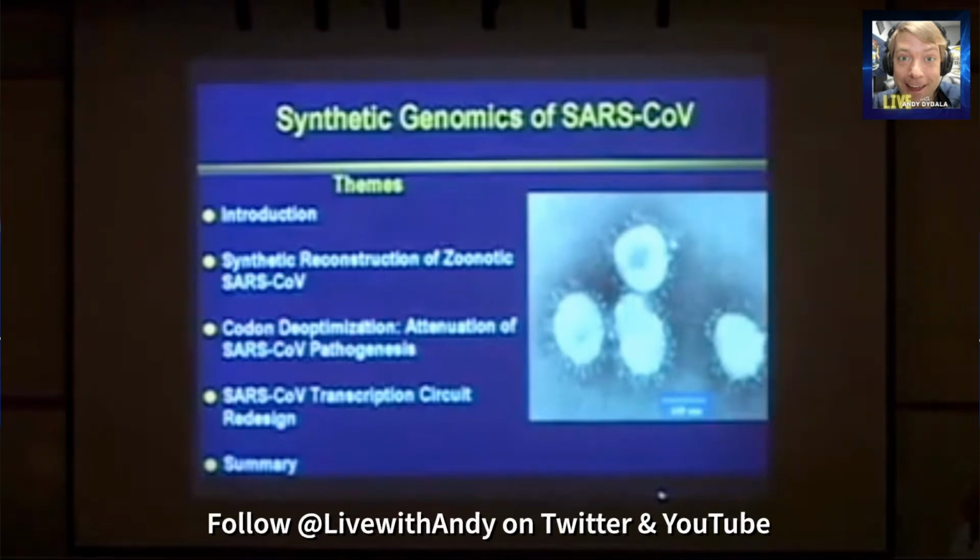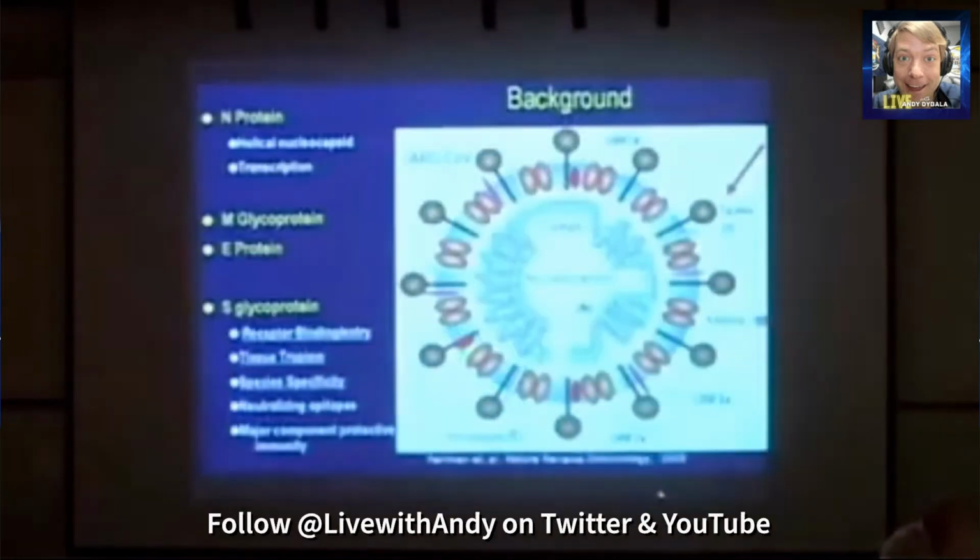I'll also touch on codon deoptimization as a way to attenuate SARS pathogenesis, but I certainly haven't gone to the depth of studies that Eckert's group has done. And then I'll talk about rewiring SARS coronavirus transcription circuits as a universal strategy to attenuate viral pathogenesis.